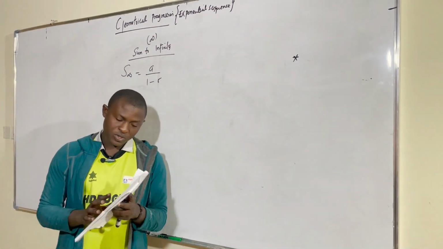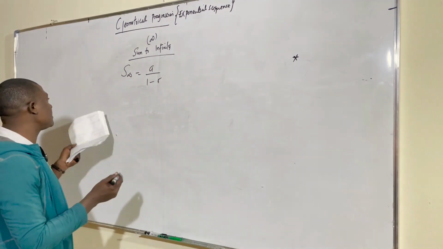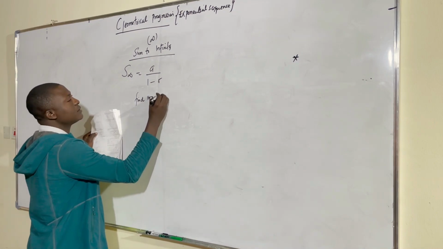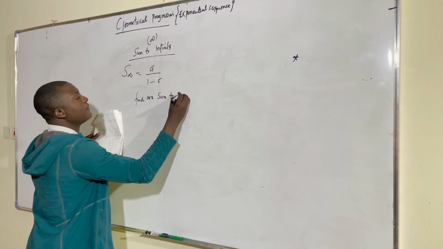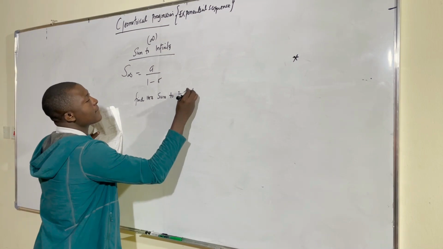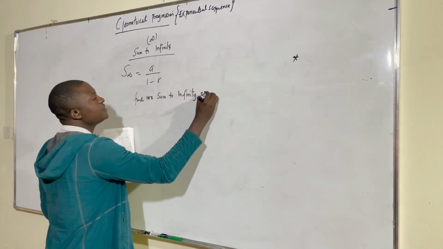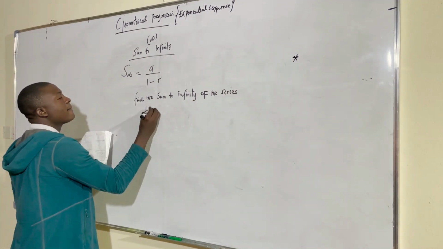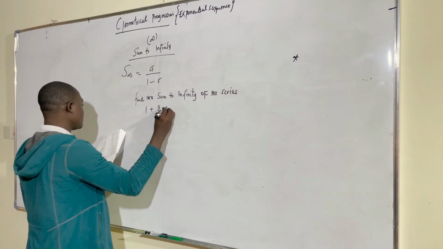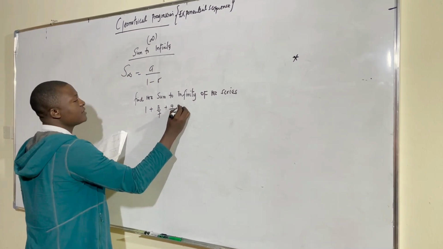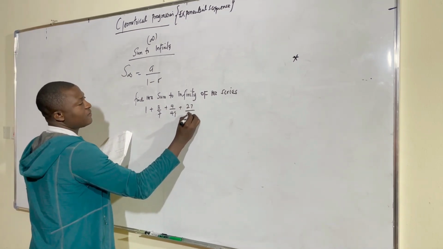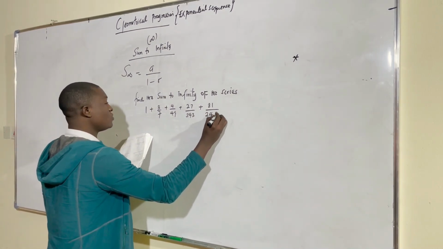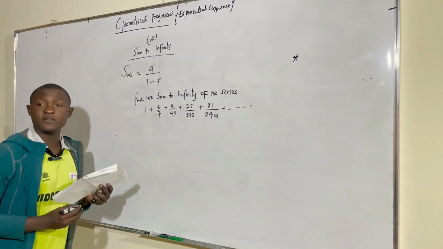Let's see a problem from here. Okay, let's look at this one. They said find the sum to infinity of the series 1 plus 3 over 7 plus 9 over 49 plus 27 over 343 plus 81 over 2401. So we have to find the sum to infinity for this problem.